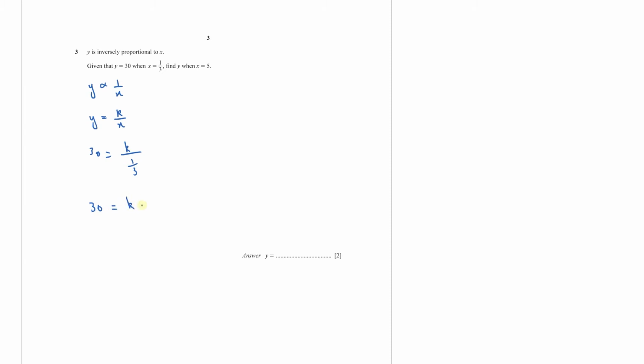So this is actually k divided by 1 over 3, which means 30 equals k divided by 1 over 3. If I change this to a multiplication sign, I take the reciprocal here. So this is 3. So 3k equals 30. So k equals 10. So your equation becomes y equals 10 over x. So now you have to find the value of y when x equals 5. So y equals 10 over 5 equals 2. So y is 2.